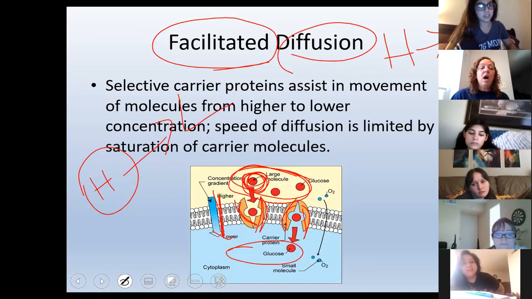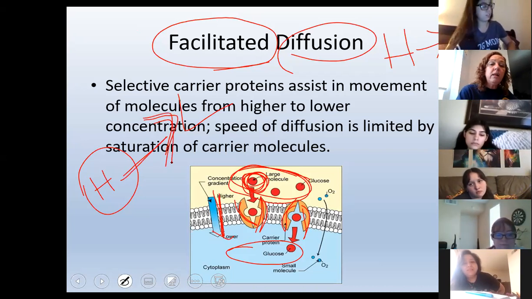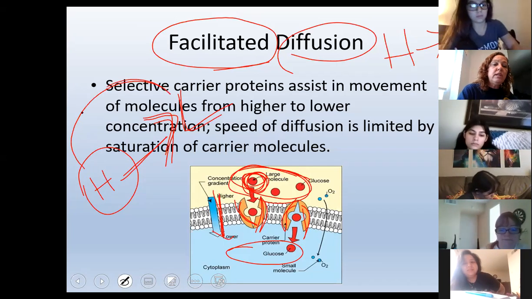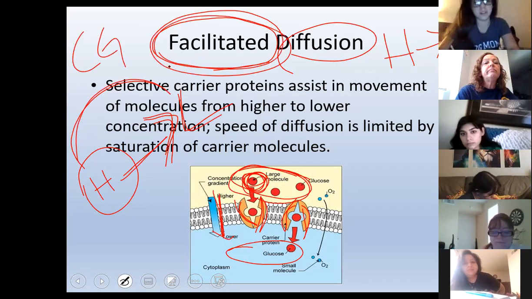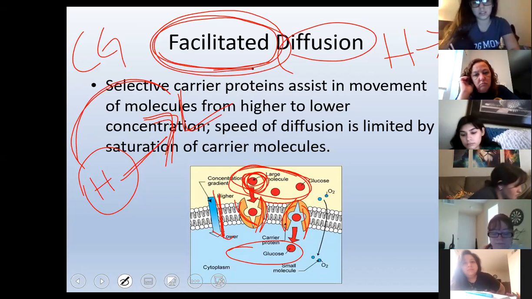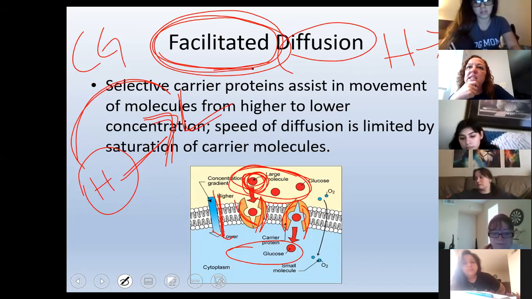Facilitated diffusion. I'm still moving with the concentration gradient. I'm moving from high to low. The difference between these two is my concentration gradient. But I'm getting some help. I'm being facilitated. That's the idea behind facilitated diffusion.